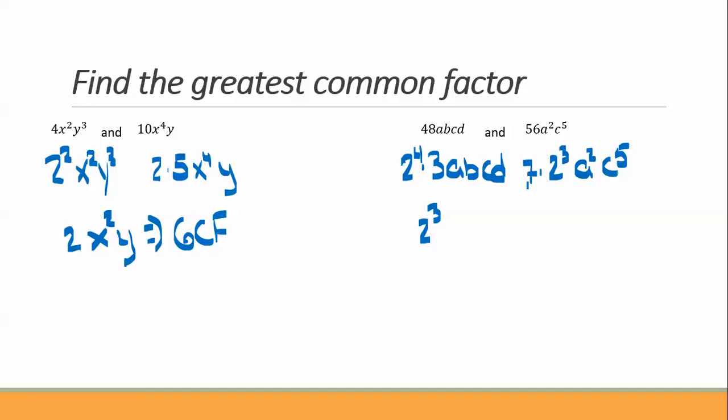There is an a in both of them, and the smallest exponent is a to the first. There's no b in the 56a squared c to the fifth, so we can't include b. There is a c in both of them, and the smallest exponent is 1, and there's no d. So our greatest common factor for 48abcd and 56a squared c to the fifth is 2 cubed ac, or 8ac.